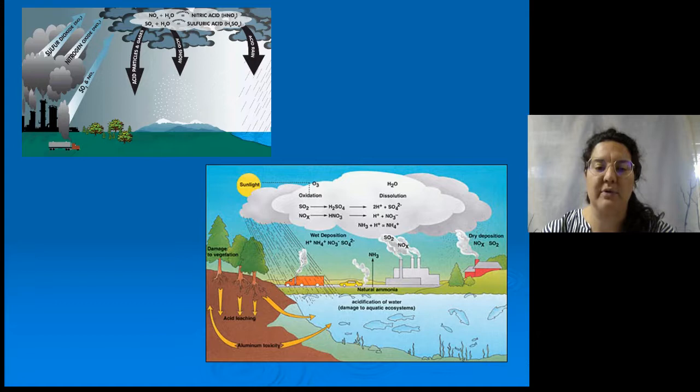Now, they can leach chemicals from the soil and change the pH of water bodies, which affects the plants and animals that live in there and can cause direct damage to vegetation.